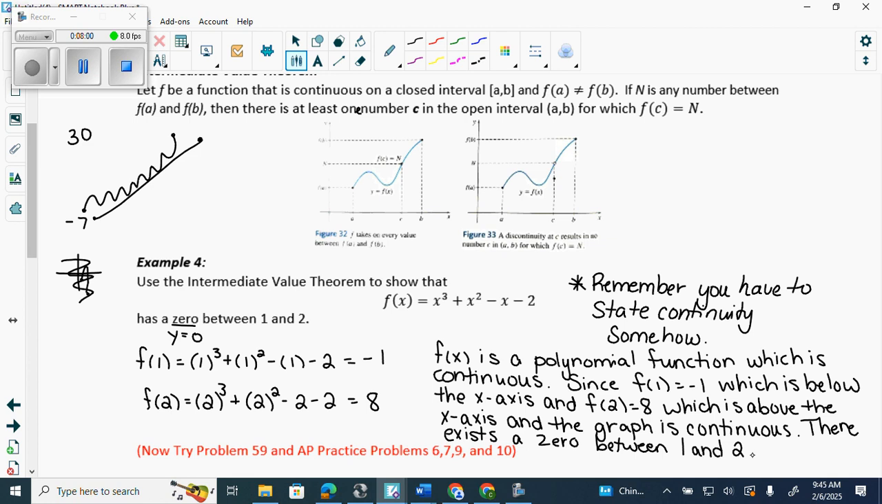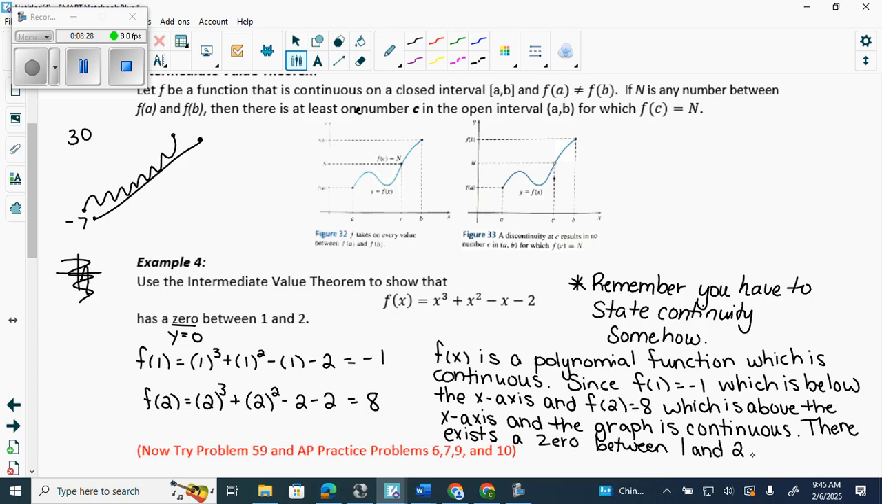You have to do 3 things for the intermediate value theorem. Find f of the one value, find f of the other value, state that the equation is continuous, and then give yourself a sentence. The sentence can suck, but the sentence at bare minimum has to say that f of whatever this is above the x-axis, f of whatever this is below the x-axis, the graph is continuous, therefore it has to pass through the x-axis. There is a 0, something like that.